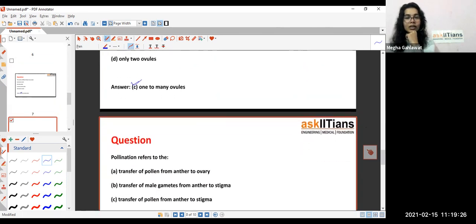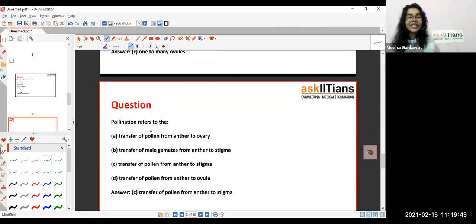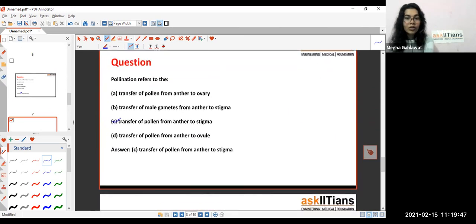Next question is, pollination refers to transfer of pollen from anther to ovary, transfer of male gamete from anther to stigma, transfer of pollen from anther to stigma, and transfer of pollen from anther to ovule. Yes, you're absolutely correct. It is the transfer of pollen from anther to stigma. This is what we learned about, okay?